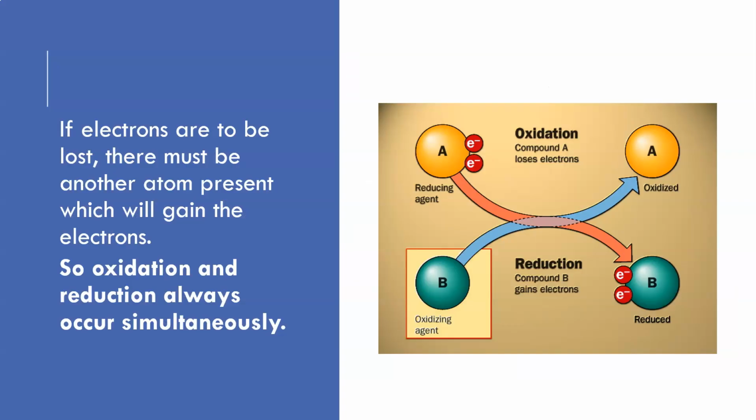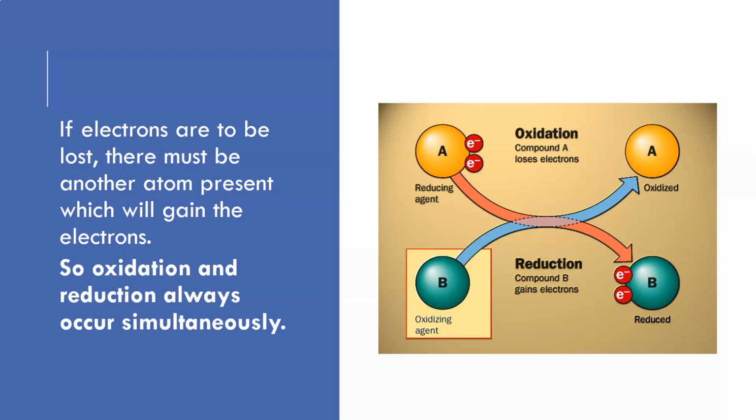So if electrons are to be lost, there has to be another atom present which can gain the electrons. So oxidation and reduction always occur simultaneously. In order for something to be given up, there needs to be something to be received. So it's just basically like if you're throwing a ball between two people. If you just throw something and there's no one there to catch it, nothing's really going to happen.